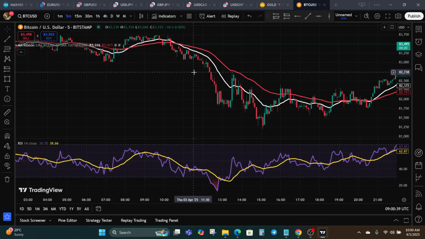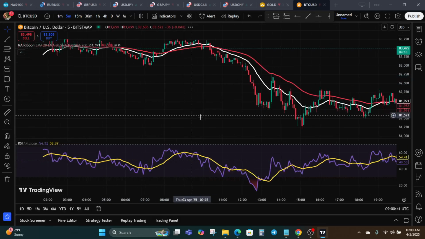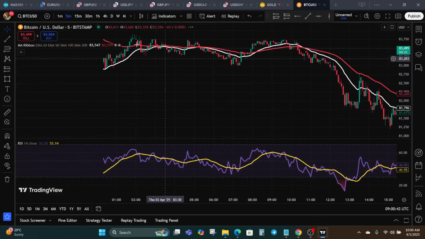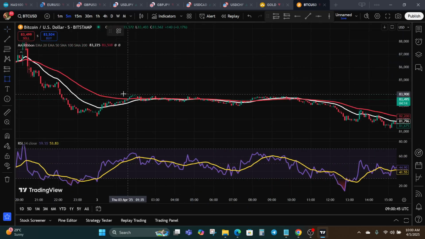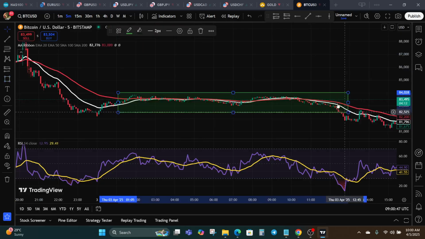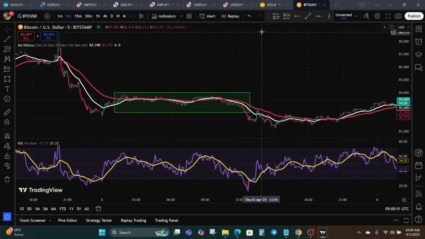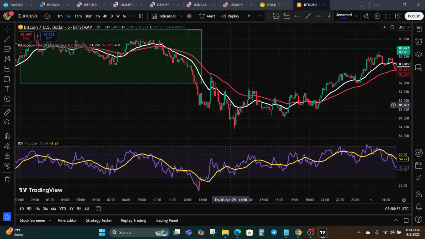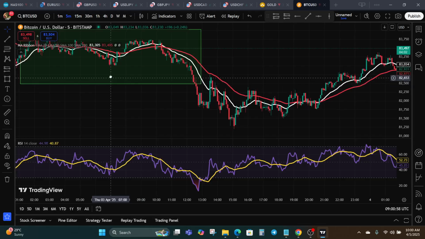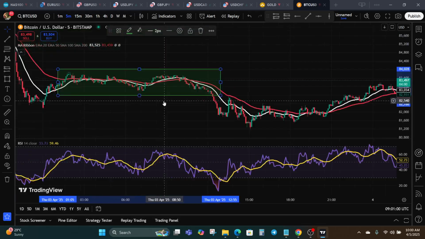Avoid entries when the EMAs are flat or crossing frequently, like in this scenario. You should avoid trading during such a scenario when the EMAs are flat or crossing frequently. This usually signals a ranging market.